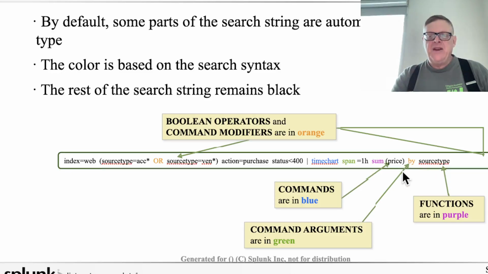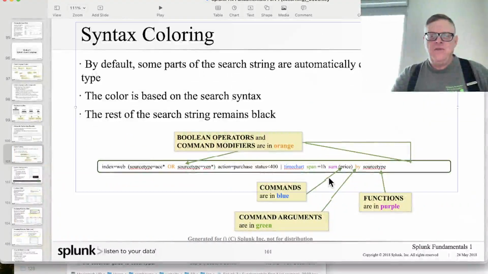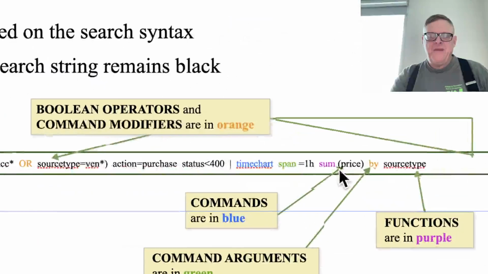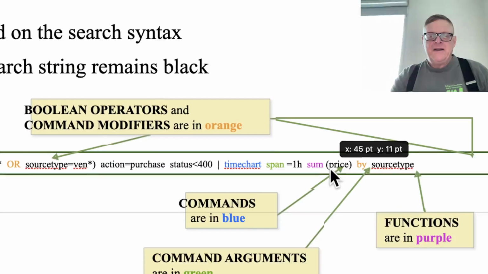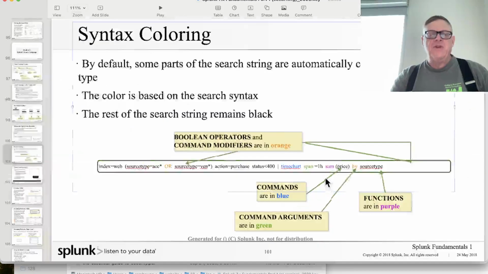Command arguments are green. Well, that sure doesn't look green to me. That's an argument. And commands are blue. So these two arrows are pointing in the wrong place. I wonder if I can move them. Yeah, I can move them. If I can get the arrow to move, I may not be able to fix it. Nope. Anyway, those two arrows aren't going to the right place.